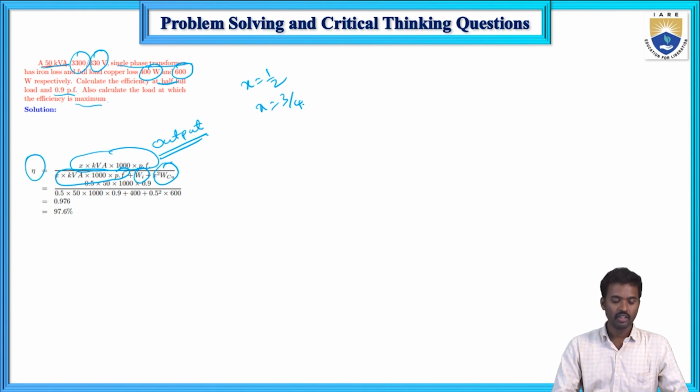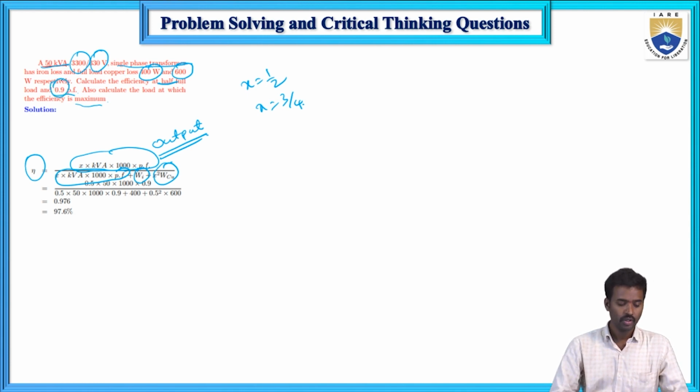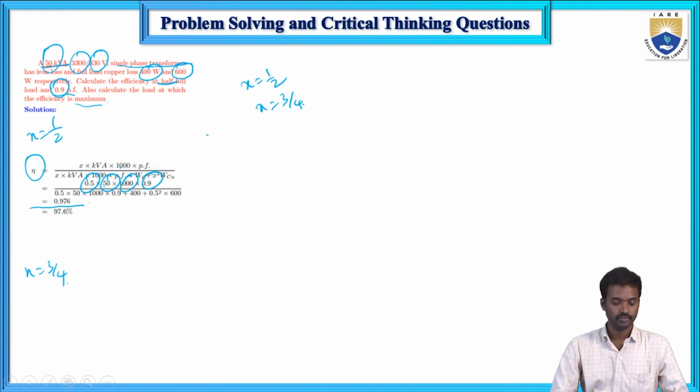And next, power factor cos phi equals, what is the power factor? 0.9. Now here fraction for half load I am taking, efficiency X equals 1 by 2 and next X equals 3 by 4. Now here output equals, what is the kVA value, 50 kVA, 0.5 into 50 kVA and power factor equals 0.9.